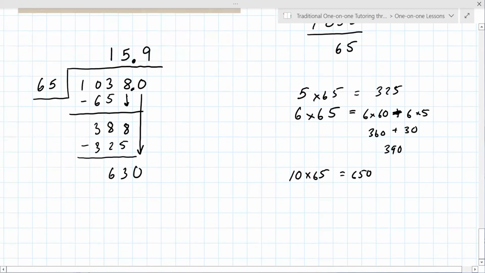All right, so you've got 9 times 65. That's 585. Then you subtract. So this is 45, and then you bring down yet another 0.